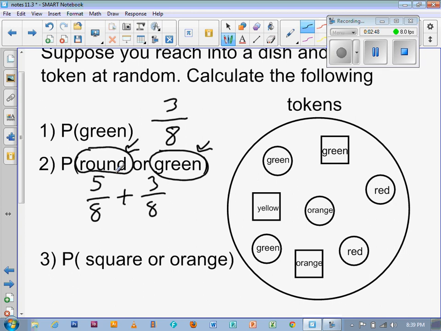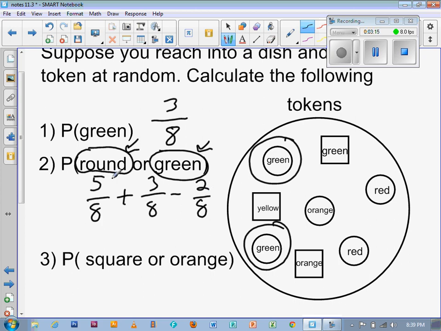It would be basically the tokens that are round and green. So let's see, how many round and green tokens do we have? Well, there's one right there. Round and green. Looks like that's the only one. Oh, there's another one right there. So we've counted 2 round green tokens twice. And so what we're going to have to do is subtract that 2 out of 8 from our initial probability.